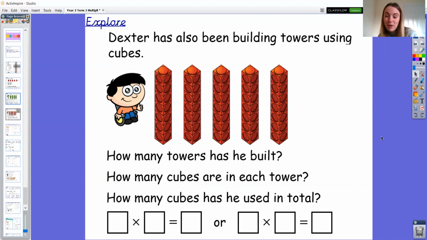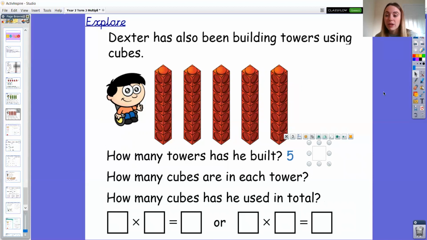Brilliant, Year 2, super mathematical thinking this morning. So let's have a look together. How many towers has he built? Count with me. 1, 2, 3, 4, 5. Brilliant. So let's answer the question in a full sentence. Dexter has built 5 towers.